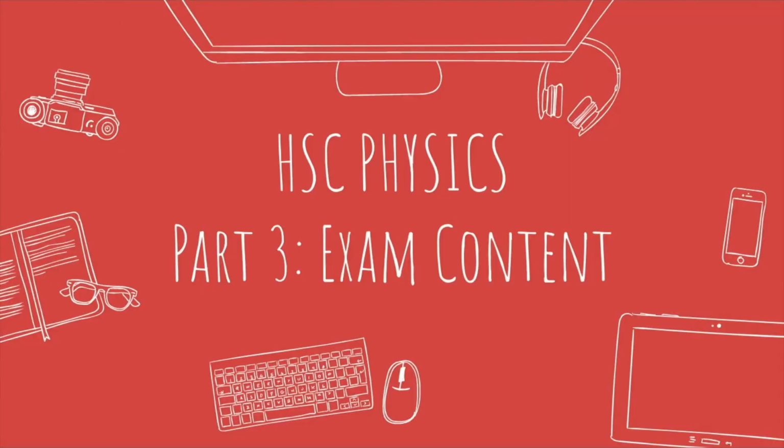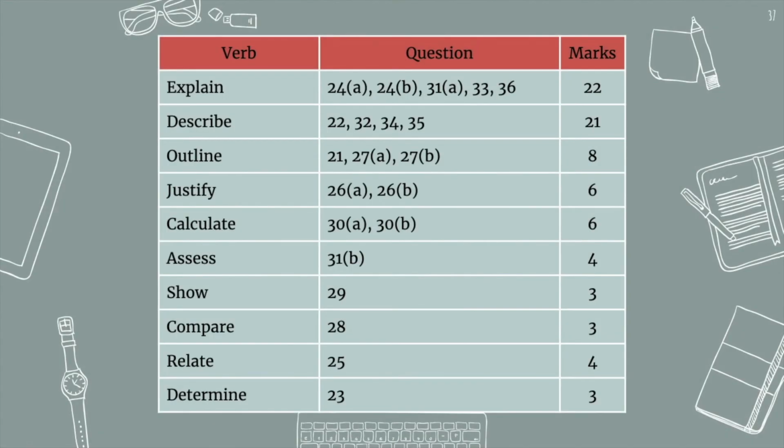In part 3 of the video lecture series, we will explore the content that was contained in the 2019 HSC examination and try and identify some trends in the examination questions that we can use to help us prepare for this year's HSC examination. Firstly, if we consider the verbs that were asked in the extended response questions, we see that explain and describe made up the majority of the marks for the extended response section. In fact, the explain question was responsible for a single item 7-mark question, and the describe verb was responsible for a 9-mark single item question.